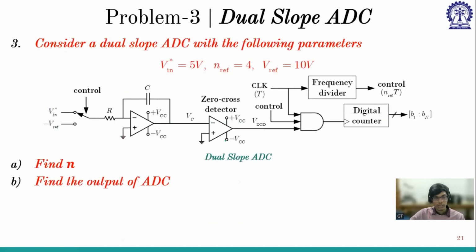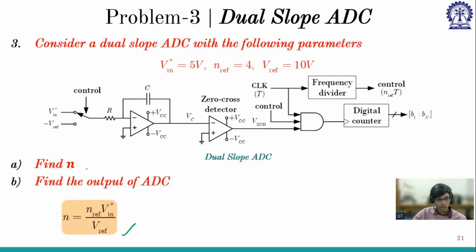Yeah. So in problem 3, it is the dual slope ADC, which I have taken from week 6, I guess. So we have understood how dual slope is working. First it will be turned on with the V in for a known time, and then it will be turned off, or I could say negative V reference, so it will discharge for an unknown amount of time. And from the waveform, we got this expression: N is N reference into V in star by V reference. So if you substitute these values, you will get the value of N.